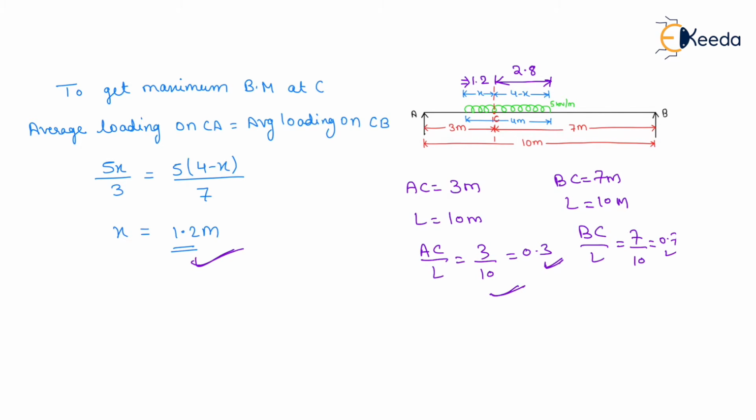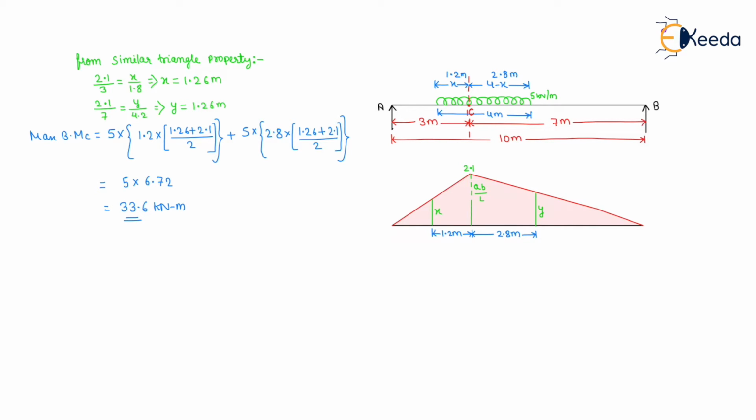Okay students. Now from similar triangle, we will compute the ordinate, but before that we need to construct the ILD for bending moment at C. Now for construction of ILD for bending moment at C, we need to imagine a hinge here and we need to displace this hinge by an amount AB by L. Here A will be equal to 3 and B will be equal to 7 and L will be equal to 10. So this ordinate will be equal to 2.1.